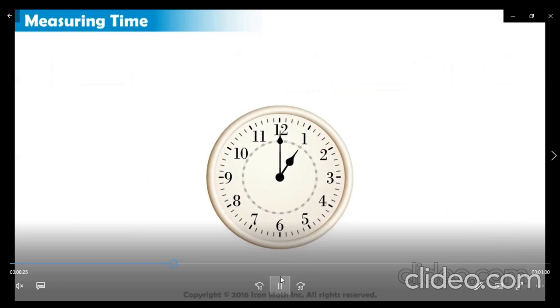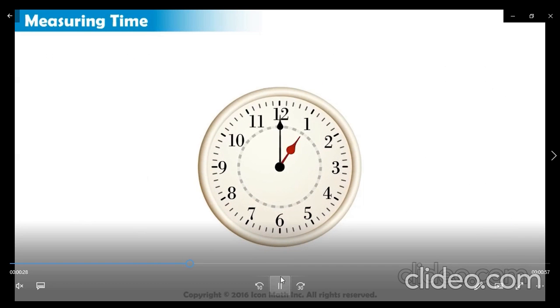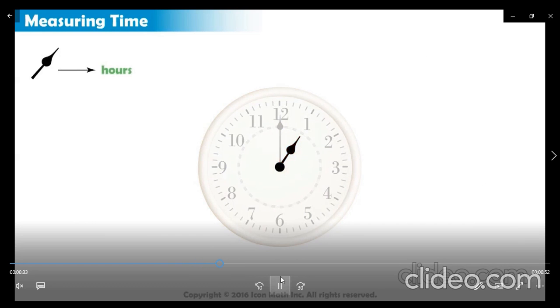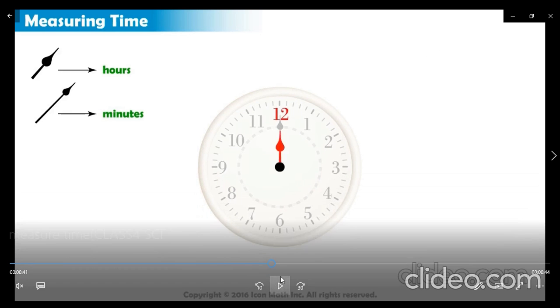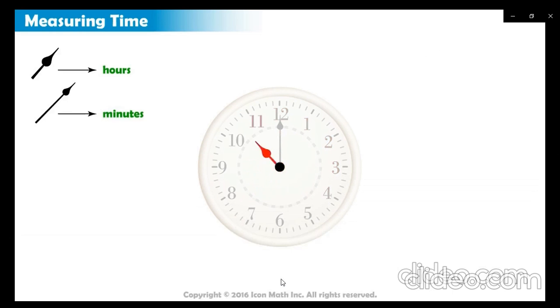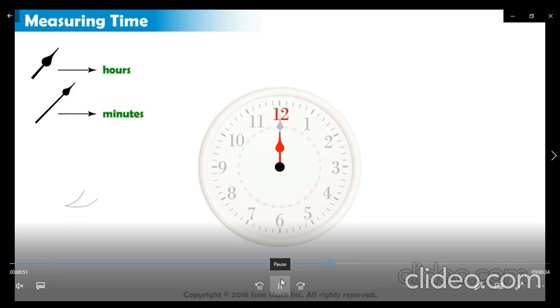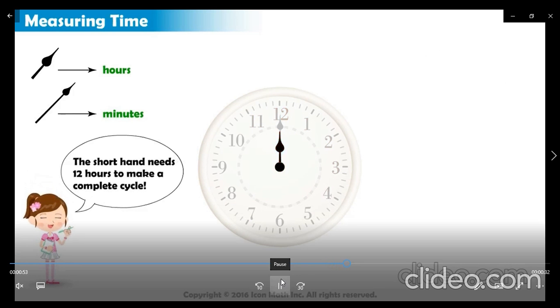Come on, we know this from class 1 that this clock has two hands. What does the short hand tell? Yes, hours. And what does the long hand tell? Of course, it tells the minutes. The hour hand starts from 12, moves in a clockwise direction, and then returns back to 12. So, it will take the short hand 12 hours to make a complete cycle.